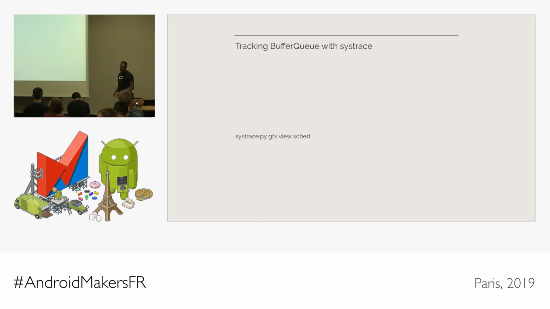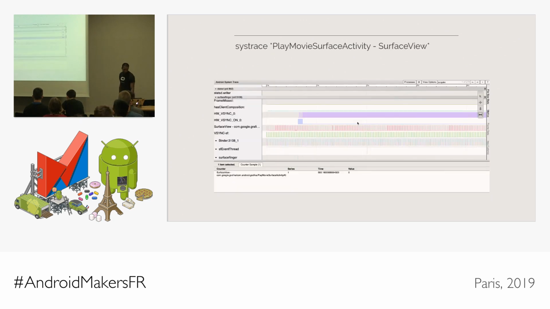Another way that you can look at this is with a tool called Systrace, which many of you are probably familiar with. It's a great way for looking at the internal details of the system. If you call Systrace with GFX and View and Sched, that'll give you the data that you need to observe what's going on in the buffer queue in these two examples. So when we're playing back with a SurfaceView, if you look down at the SurfaceFlinger process section, there's a section called SurfaceView. And in that section, you can actually see as the buffer queue is being exhausted.